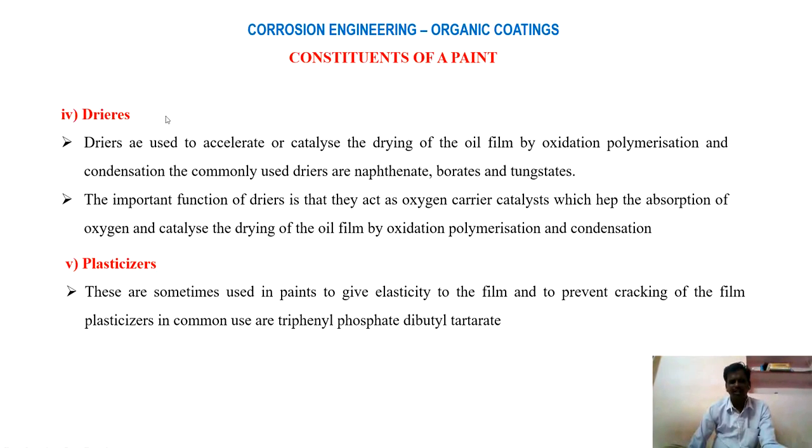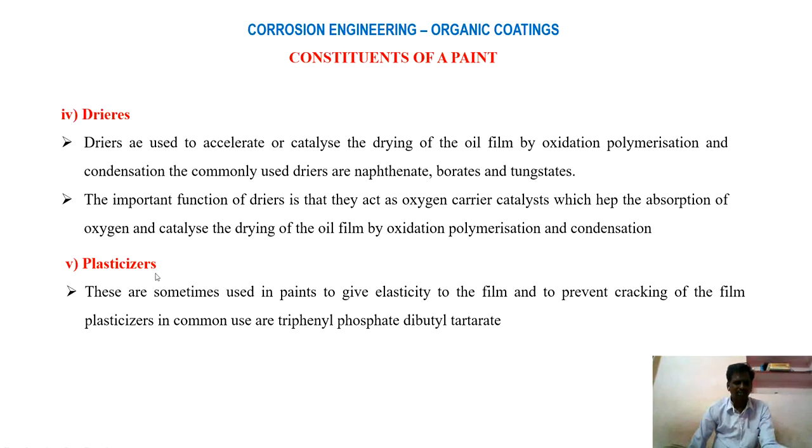So these dryers catalyze the oxidation and polymerization and/or condensation of these oil materials. That means then we can apply that paint easily on the surface of the metal. So mostly naphthenates, borates, and tungstates are used as dryers. These dryers carry oxygen and help the absorption of oxygen and catalyze the drying of the oil film by oxidation polymerization. Already we have discussed this.